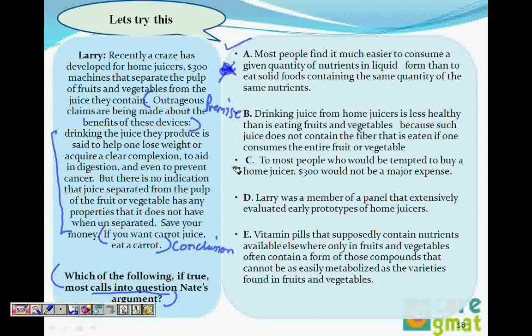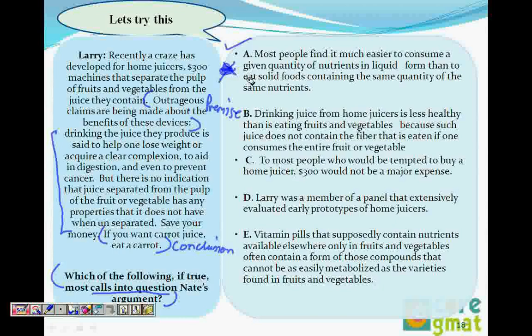To most people who would be tempted to buy a home juicer, $300 would not be a major expense. I'm getting a little confused here because it says if you want carrot juice, this is a conclusion. You have to weaken it. So what we're trying to say is we're going to promote anything which is going to make it into a juicer format. It says if you want a carrot juice, eat a carrot. So anything which promotes juice is your answer choice. Is weakening, yes, right?